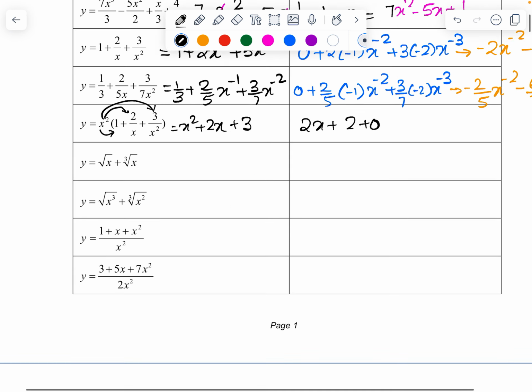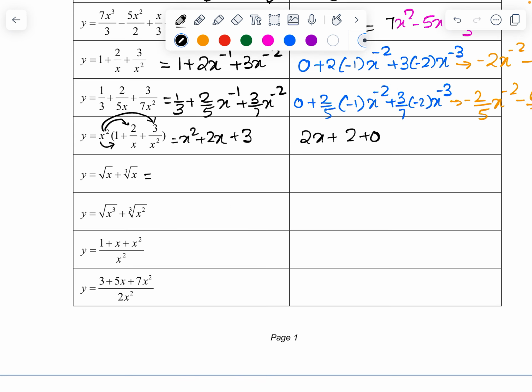Now square root of x. The square root of x can be written as x to the power of 1 by 2. The cube root of x can be written as x to the power of 1 by 3. So what does it become? 1 by 2 x to the power of negative 1 by 2. And 1 by 3 x to the power of 1 by 3 minus 1, which is minus 2 upon 3. That's going to be the answer.